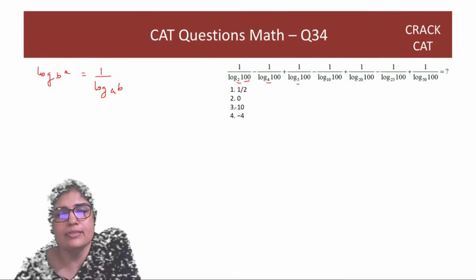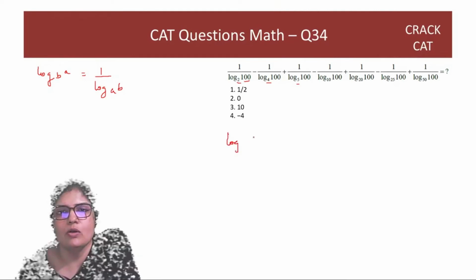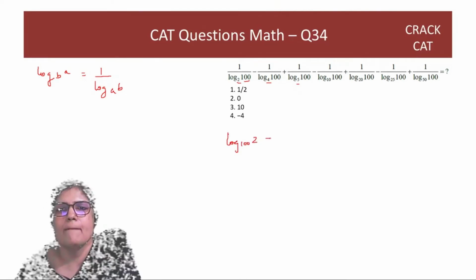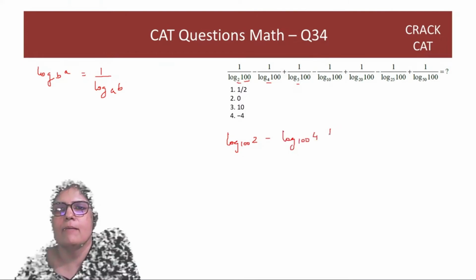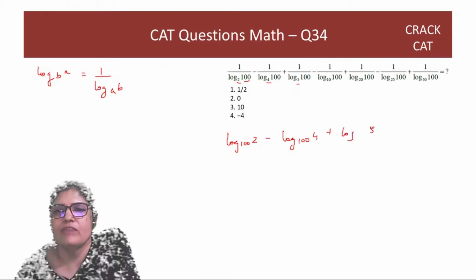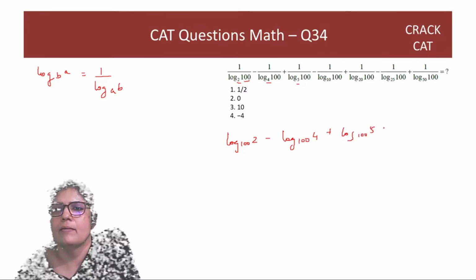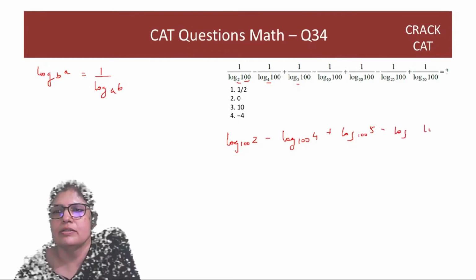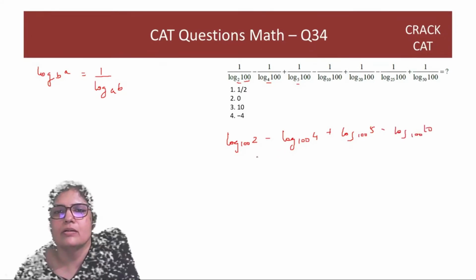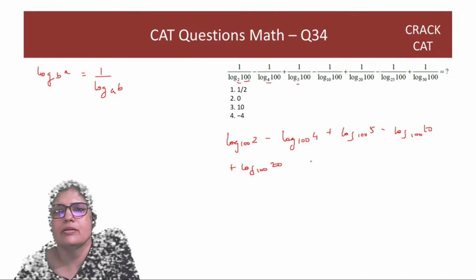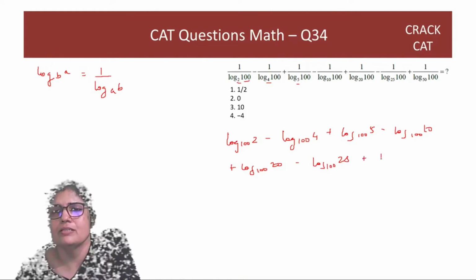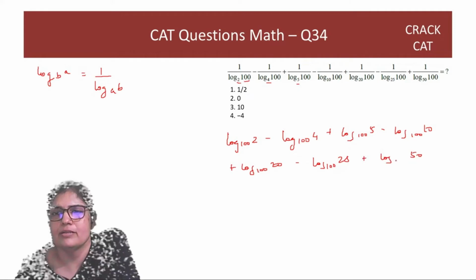Yeah, so when you invert it, the base becomes 100. So log 2 to the base 100 minus log 4 to the base 100 plus log 5 to the base 100 minus log 10 to the base 100 plus log 20 to the base 100 minus log 25 to the base 100 and then finally plus log 50 to the base 100.